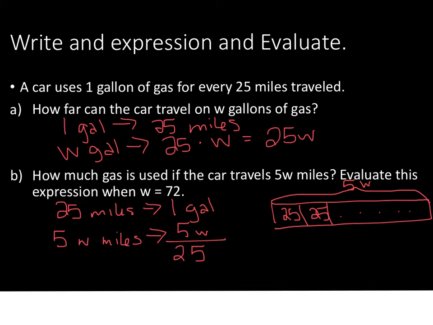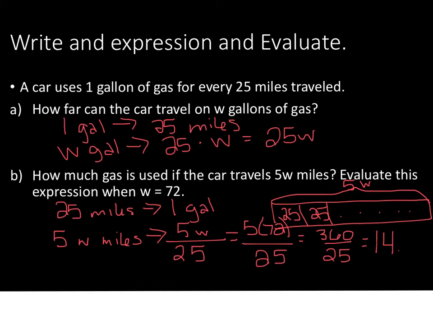All right, now it's telling us that W is equal to 72. So that makes this 5 times 72 divided by 25. And if you do 5 times 72, you get 360 over 25. And when we do 360 divided by 25, we get 14 and 4/10 of a gallon.